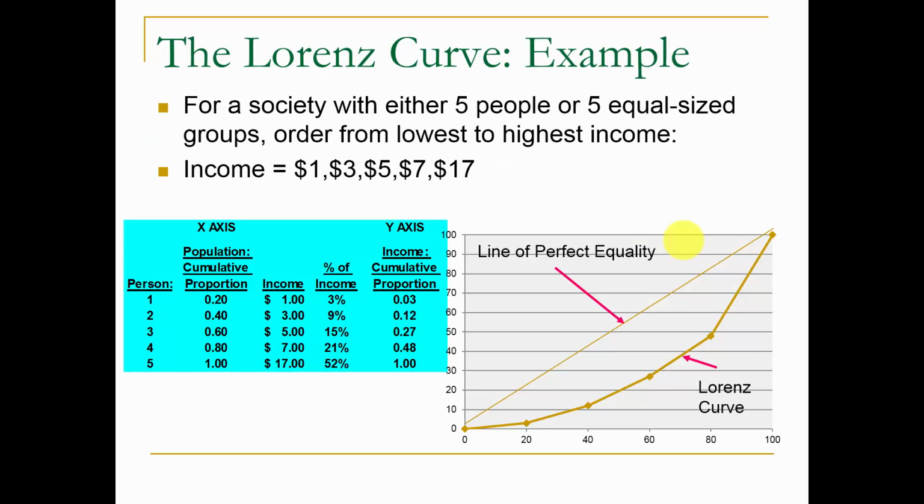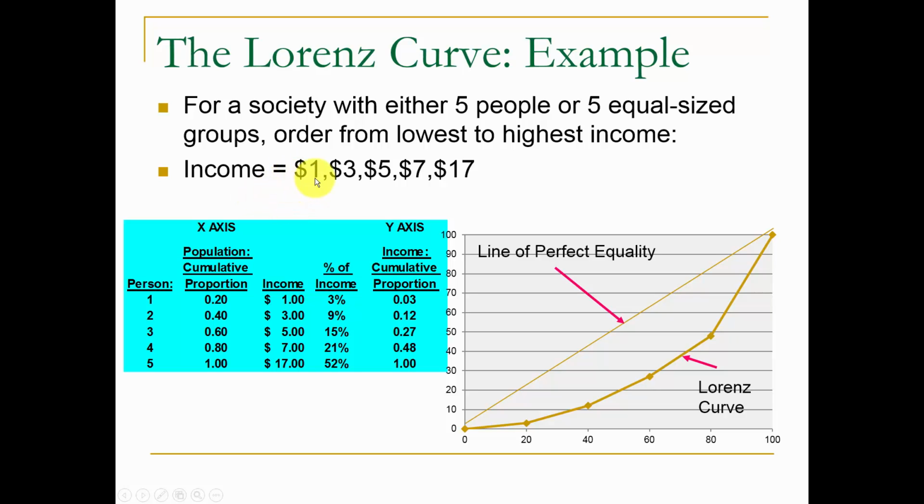Let's look at an example here, right? I've created these numbers for incomes to kind of mimic the income distribution in the United States that we see right now. So what you do to make a Lorenz curve is you divide people into groups. Easiest way to do it is to divide people into 5 or 10 or 50 equal sized groups. And then you order these people from the lowest income to the highest income.